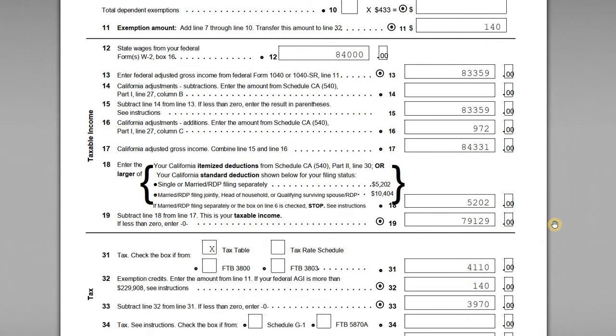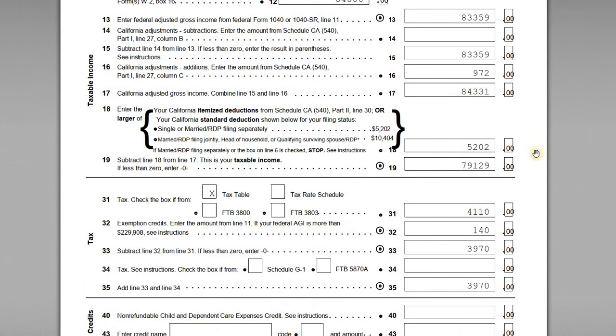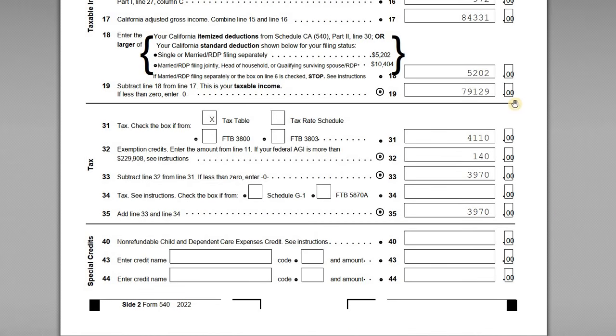Now, for the standard or itemized deduction, right? We are not itemizing deductions for either federal or state tax purposes. So in Adam's case here, he can simply report the standard deduction for the 2022 tax year, which is $5,202. So we have $5,202. And then we get our net taxable income for California purposes of $79,129.